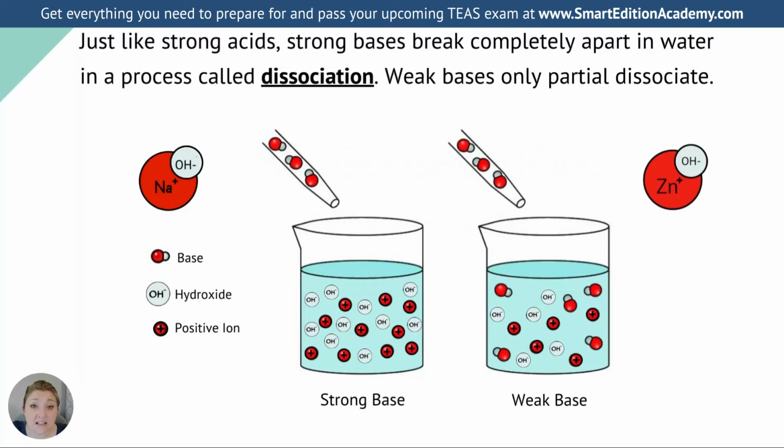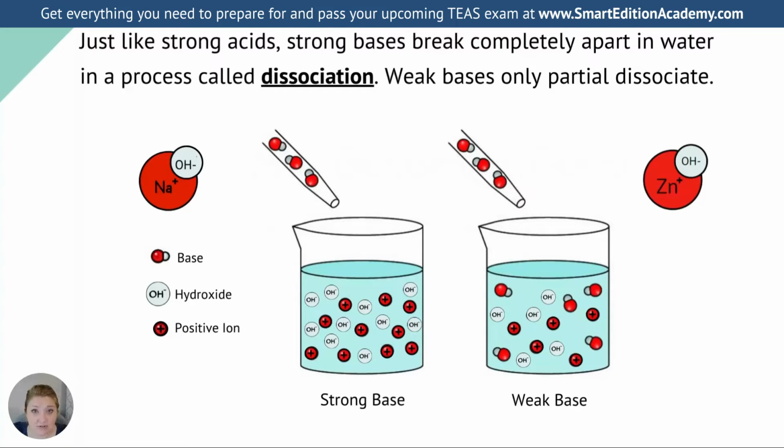And bases act a lot like acids in water. Just like the strong acids, strong bases completely break apart in a process called dissociation. Now, remember how we said that strong acids ionize, break apart, and strong bases dissociate, which also means break apart. Two different vocabulary terms there, but they both mean the same thing. Strong acids and strong bases will both fully come apart when placed in water. However, weak acids and weak bases will only partially dissociate or ionize, which means to come apart.